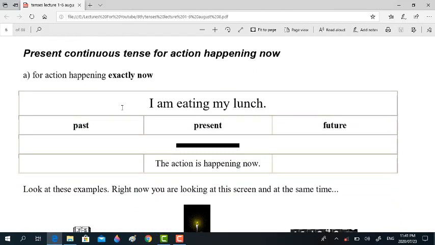Look at the actions happening now. For actions happening exactly now, I am eating my lunch. It means the action is happening now. When you are talking, the action is also in progress. So this is called present continuous tense for action happening now.